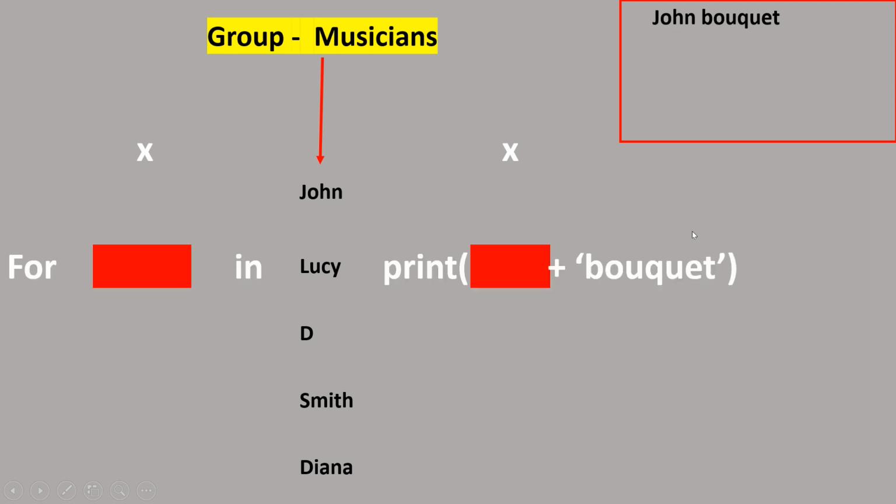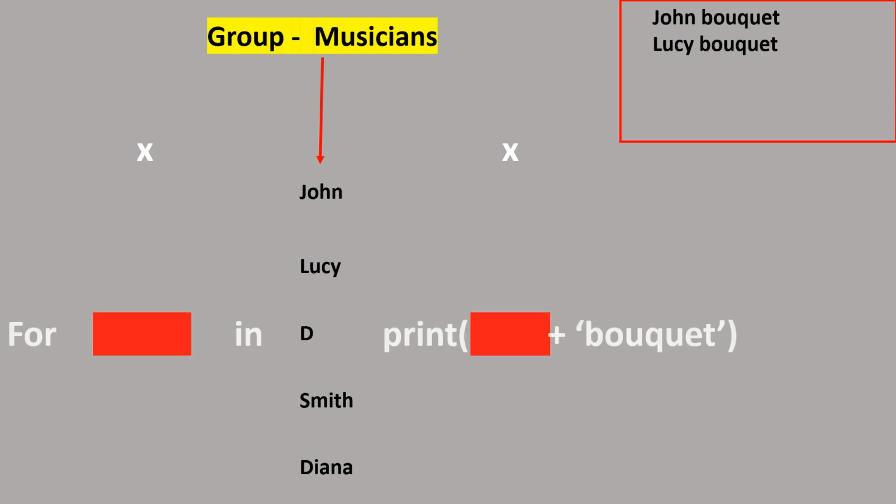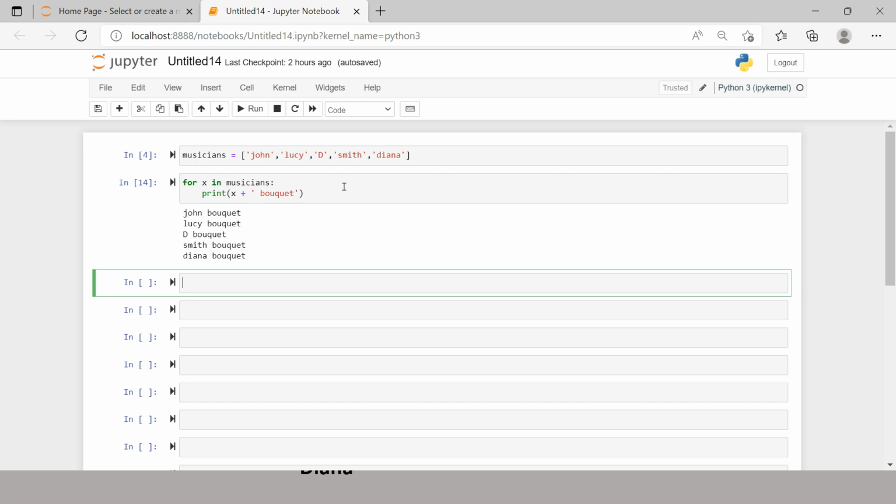Same thing happens with the next element, which is Lucy. This time the value of X will be Lucy, and then the final result will be printed. Same thing happens for D. This time the value of X is D and the final result is printed over here. This continues until it finds no element in the given group. The moment it doesn't find any element, it stops there. I just hope that it was clear. So this is how the for loop works.